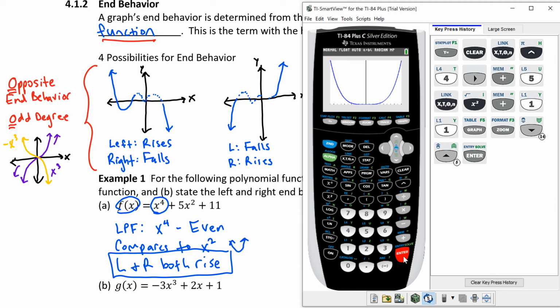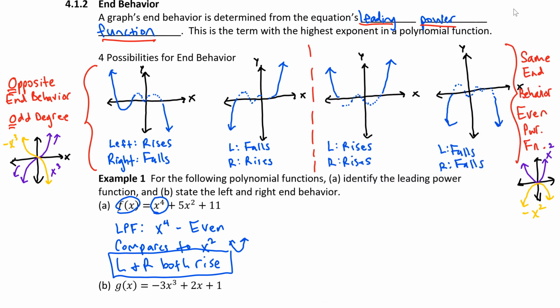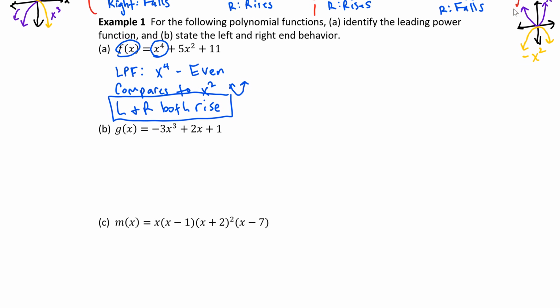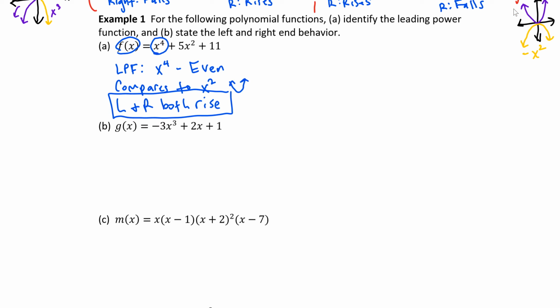Okay, now how do you get back to that standard viewing window? Just go zoom. Option number 6 is standard and will be set up for the next example. Okay, example B, g of x equals negative 3x cubed plus 2x plus 1.